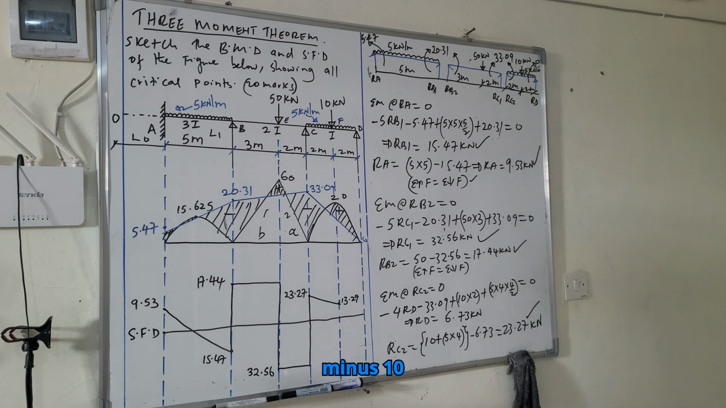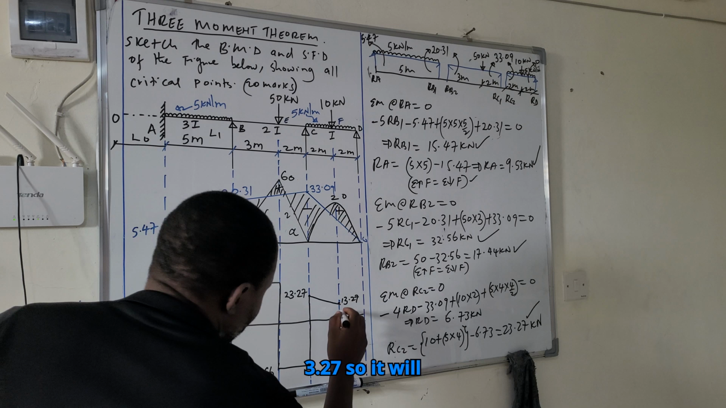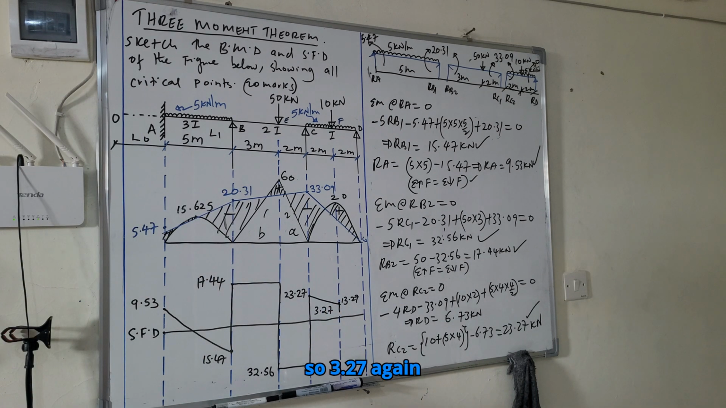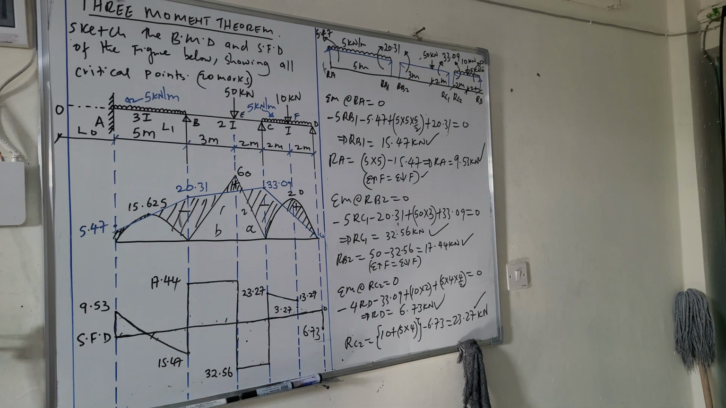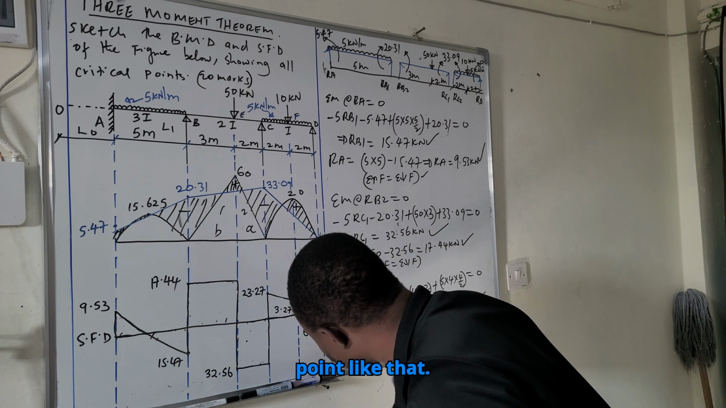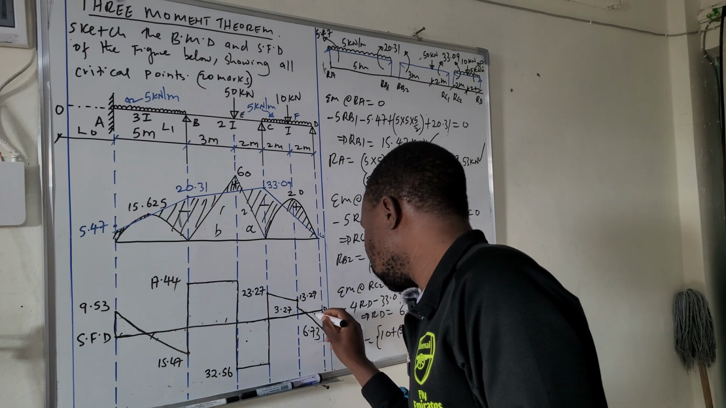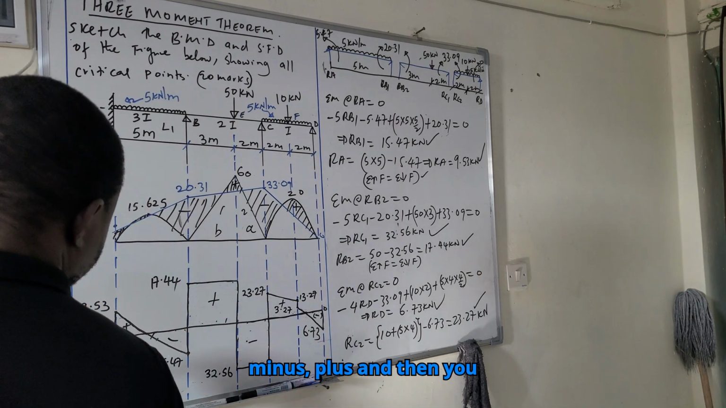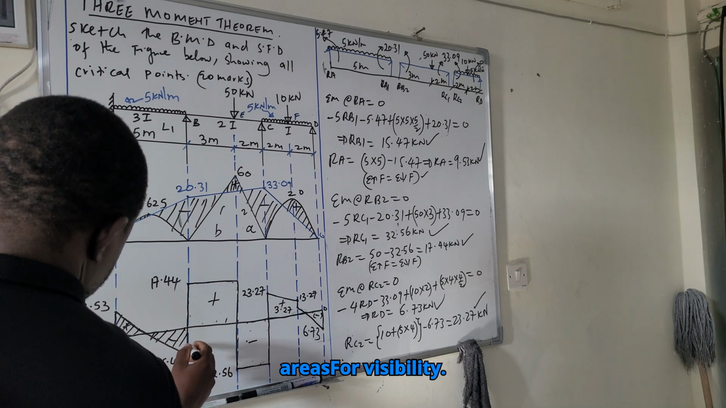And then minus 10. You will get positive 3.27. So it will come up to there. So 3.27 again minus a UDL, which is 5 times 2, that is 10. That is negative 6.73. So from here to this point and then to the last point, like that. So this is minus, plus, minus, plus, minus, plus. And then you shade your respective areas for visibility.